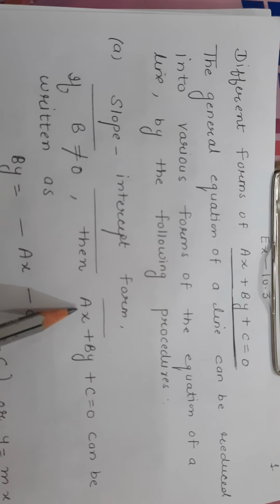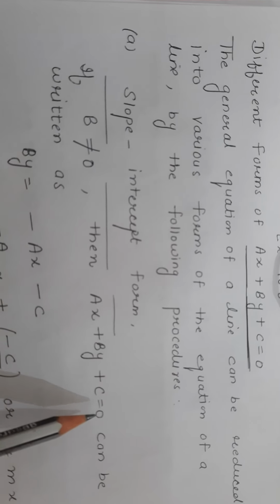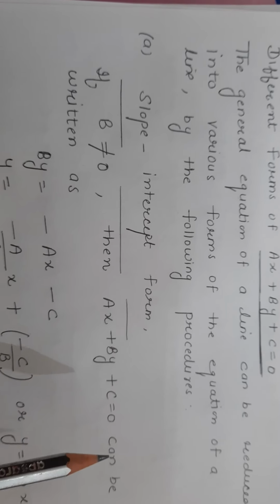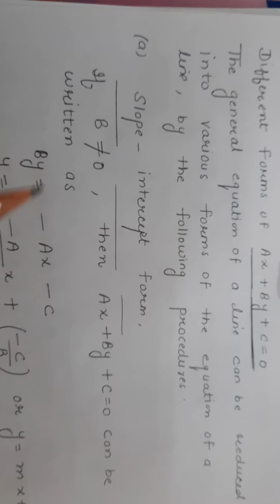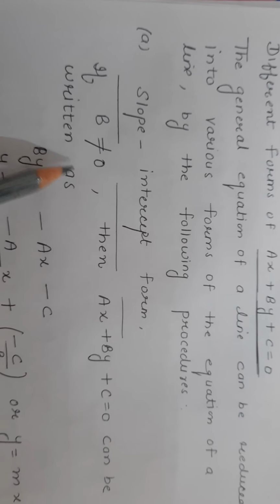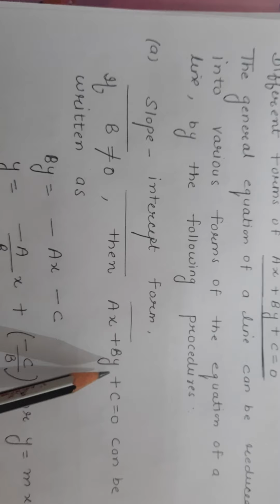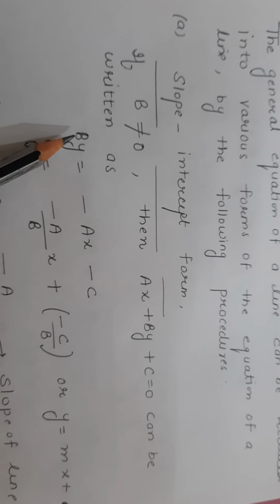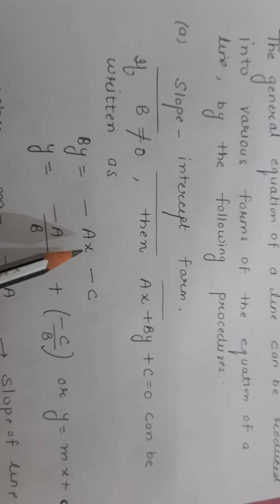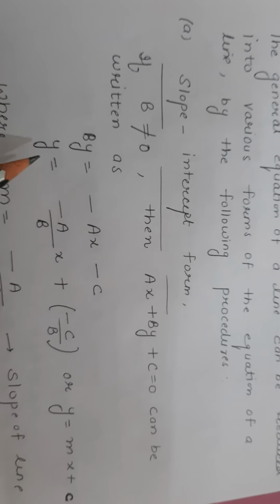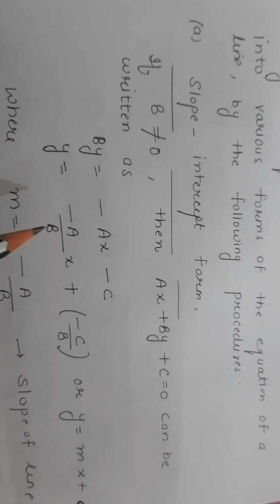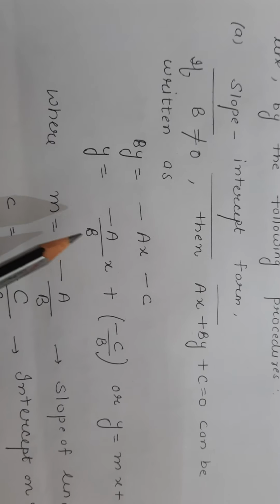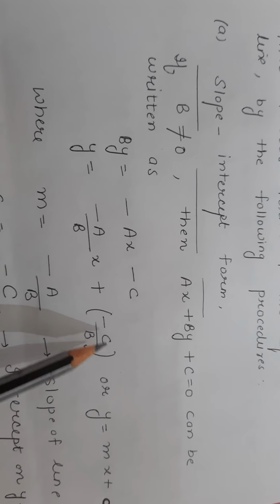Suppose your equation is ax plus by plus c equal to 0 and you need to find the slope of this line and intercept on y-axis. For that, we have one condition. This b should be non-zero because first, you look here, I have written this as by is equal to minus ax minus c. Then y is minus a by b. We are dividing the equation by b on both sides. This is minus a by b x plus minus c by b.